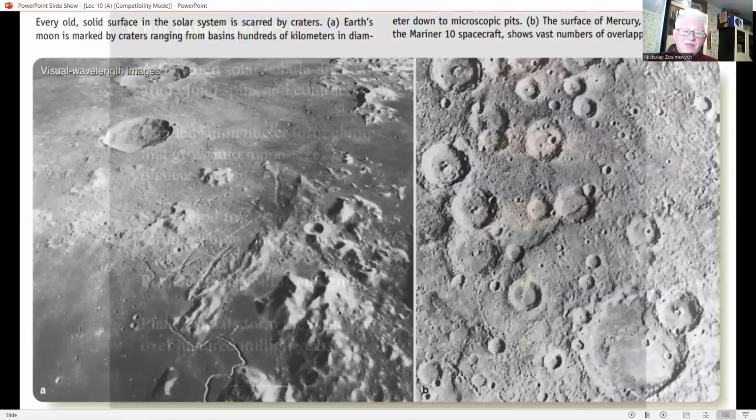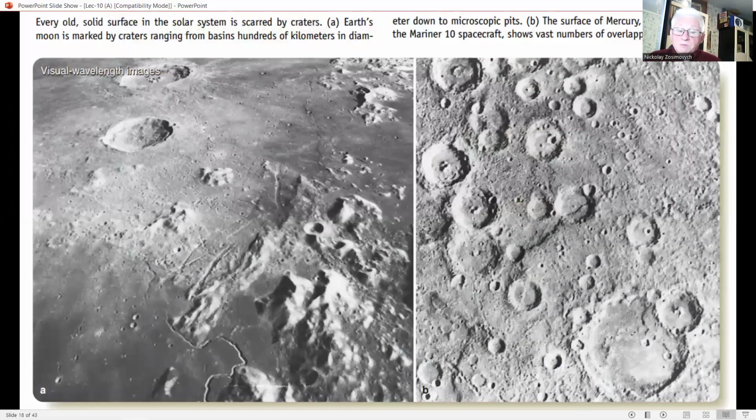The third effect that helped clear the nebula was the sweeping up of space debris by the planets. All solid surfaces in the solar system are heavily cratered by meteorite impact. Look at this slide, please. Earth's moon, Mercury, Venus, Mars, and most of the moons in the solar system are covered with craters. A few of these craters have been formed recently by the steady rain of meteorites that falls on all of the planets in the solar system.